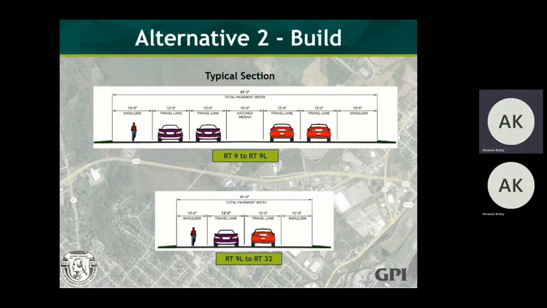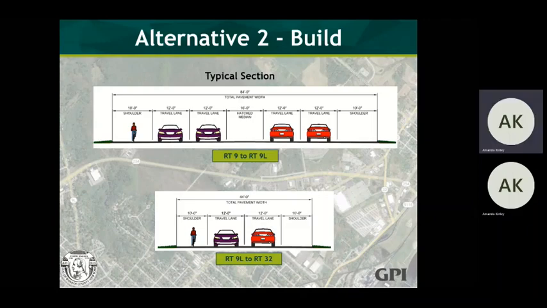Here we show two typical sections for the preferred build alternative. In general, the typical section meets the existing pavement width. For this, from Route 9 to Route 9L along Quaker Road, we generally have a 10-foot shoulder on either side, with two 12-foot travel lanes in either direction, separated by a 16-foot hatched median or two-way left turn lane, for a total of 84 feet of total pavement width.